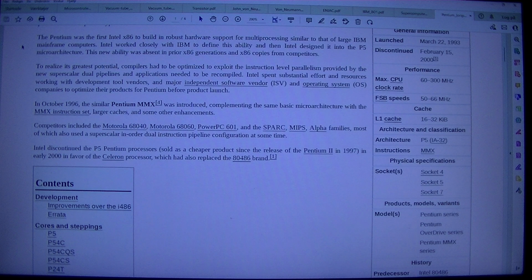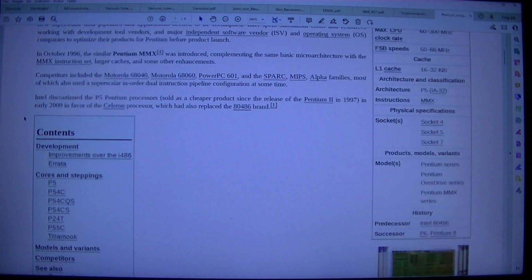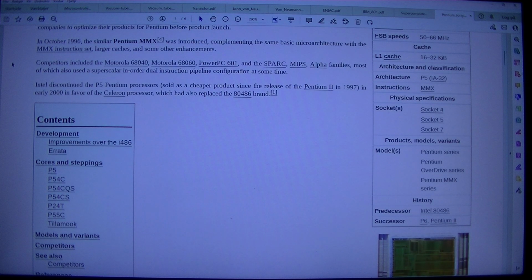To realize its greatest potential, compilers had to be optimized to exploit the instruction-level parallelism provided by the new superscalar dual pipelines, and applications needed to be recompiled. Intel spent substantial effort and resources working with development tool vendors, and major independent software vendor, ISV, and operating system, OS, companies to optimize their products for Pentium before product launch. In October 1996, the similar Pentium MMX was introduced, complementing the same basic microarchitecture with the MMX instruction set, larger caches, and some other enhancements.